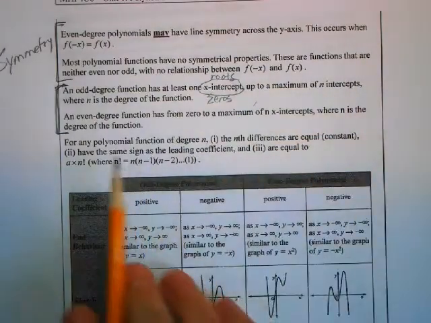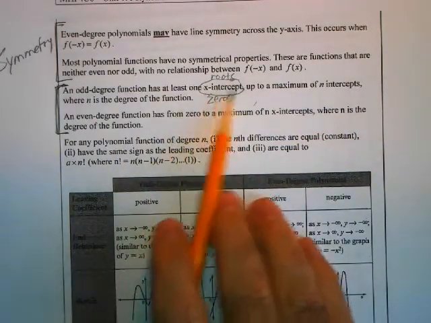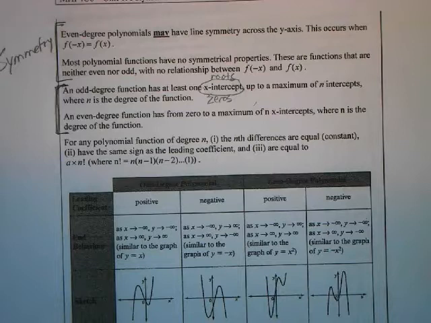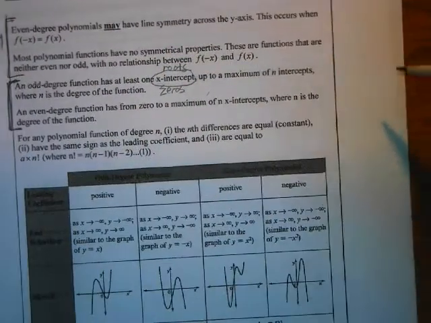Now that you understand the x-intercept part, an odd degree function has at least one x-intercept and up to a maximum of n intercepts. So that's odd degree. Again, if we went back to the simplest odd degree function, that would be a line.